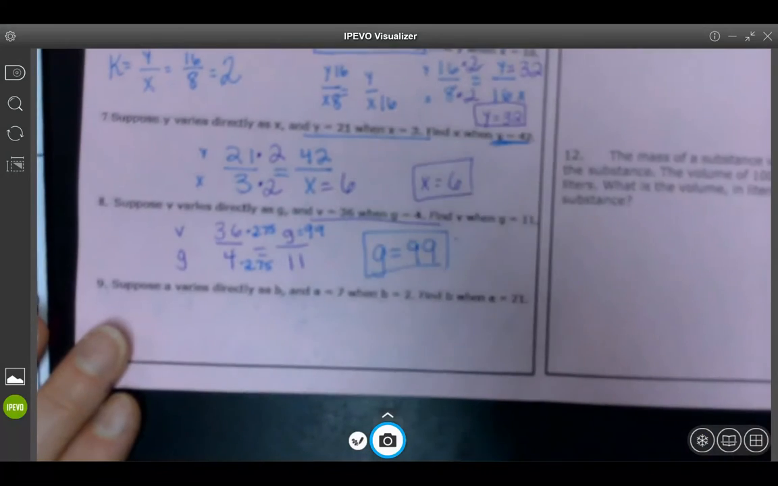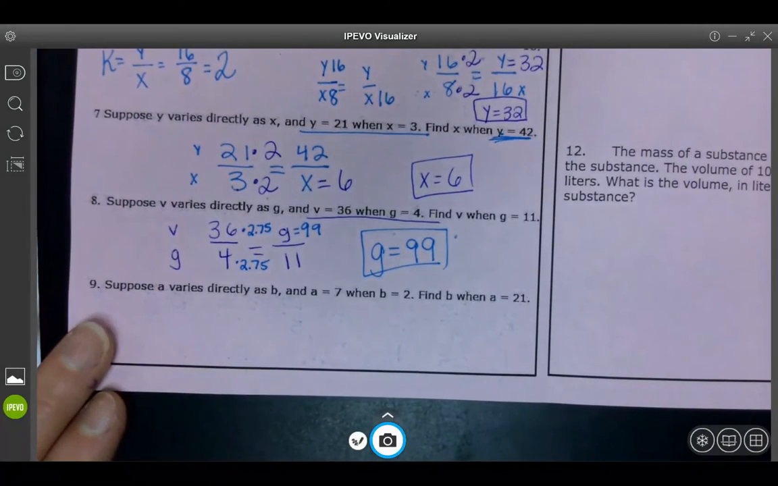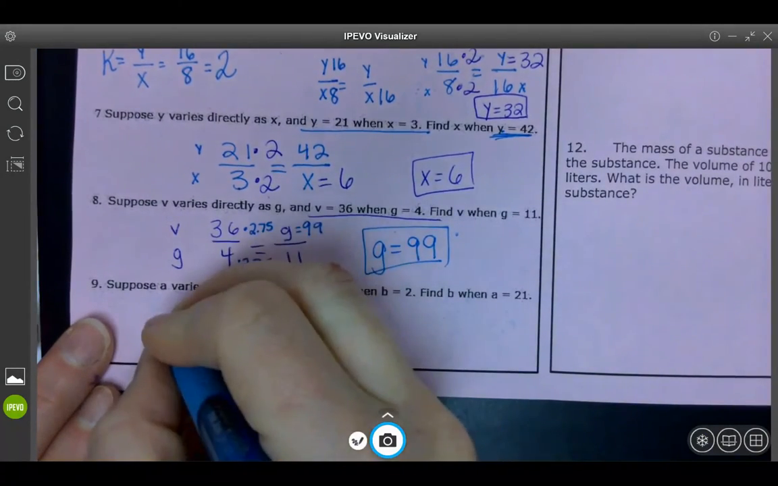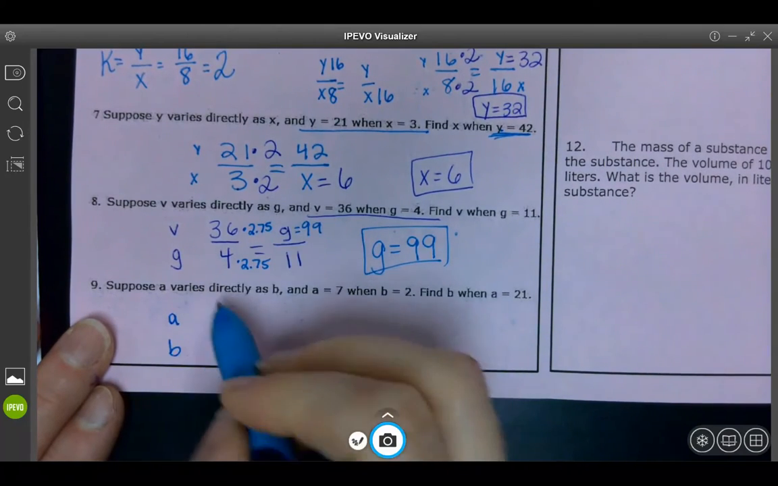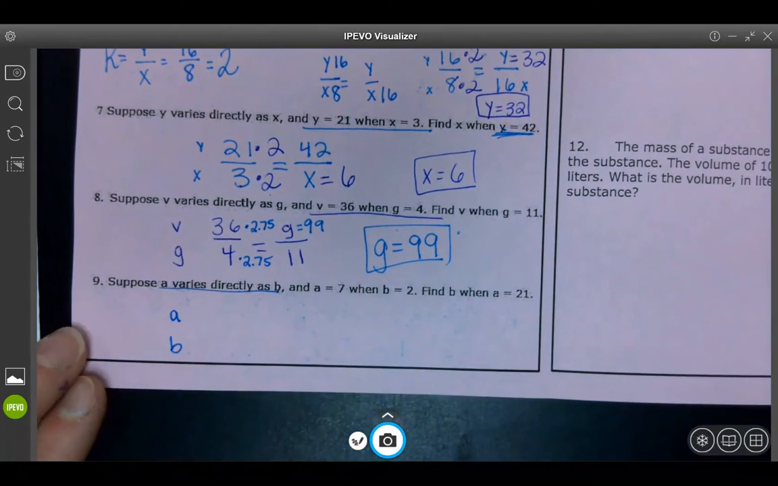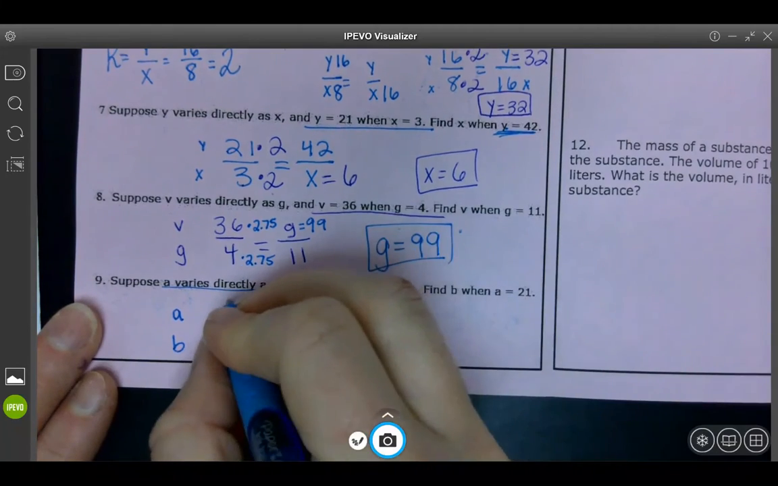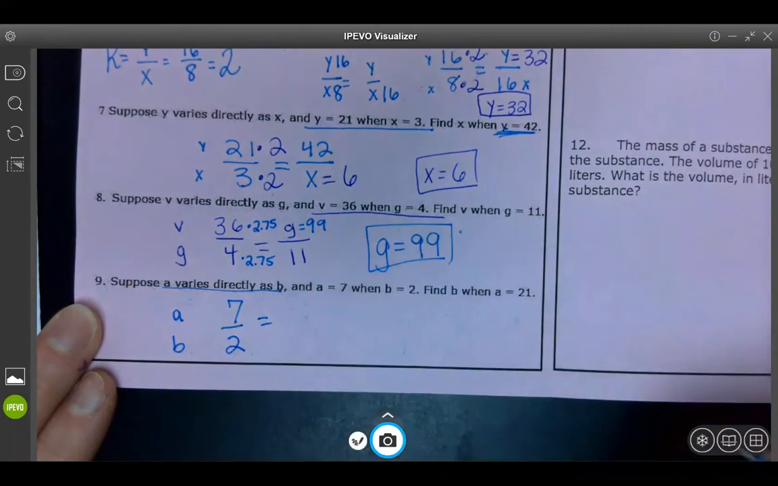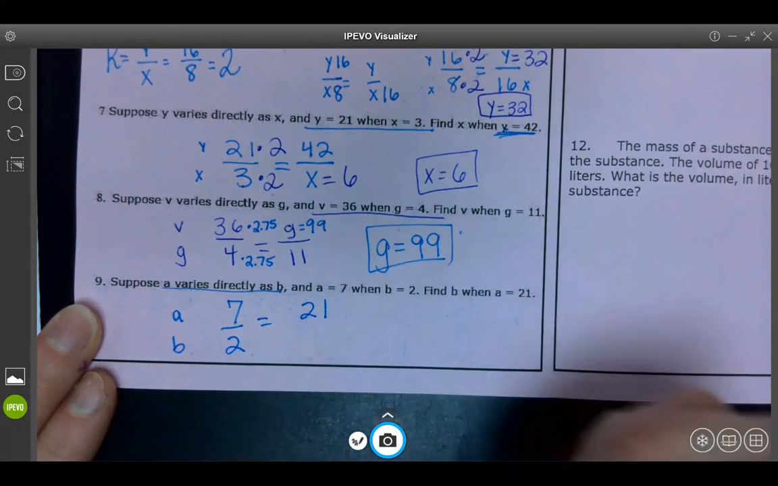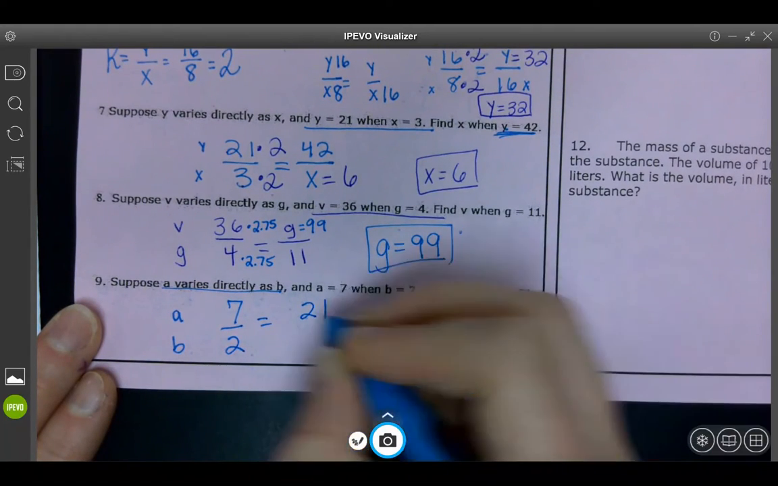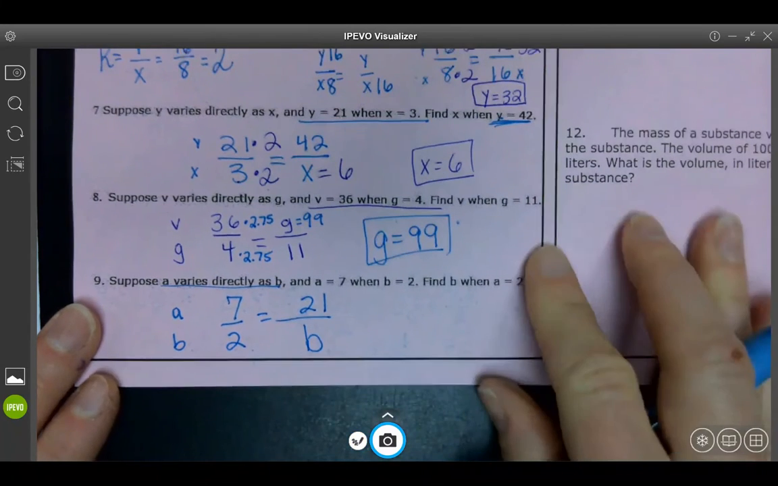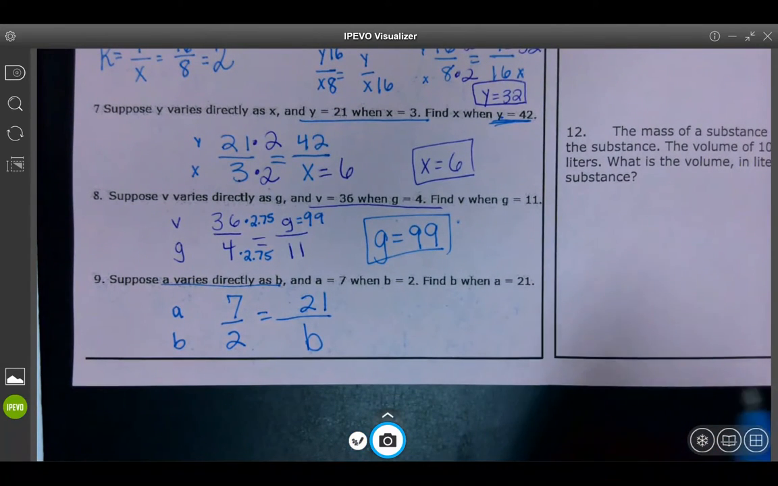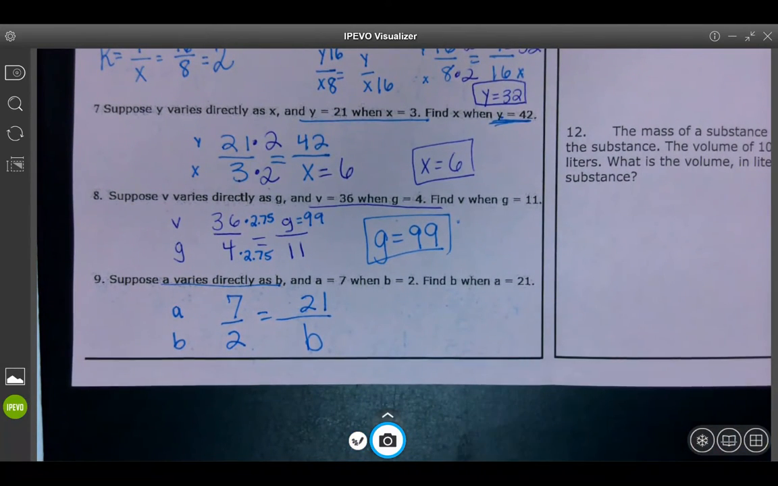All right, the next one. Suppose A varies directly as B, so you're going to put A over B. That tells you what to put over what. A is 7. B is 2. Find when A is 21. I mean, A is 21, what is B? So decide which way you want to work it, and you work it that way.